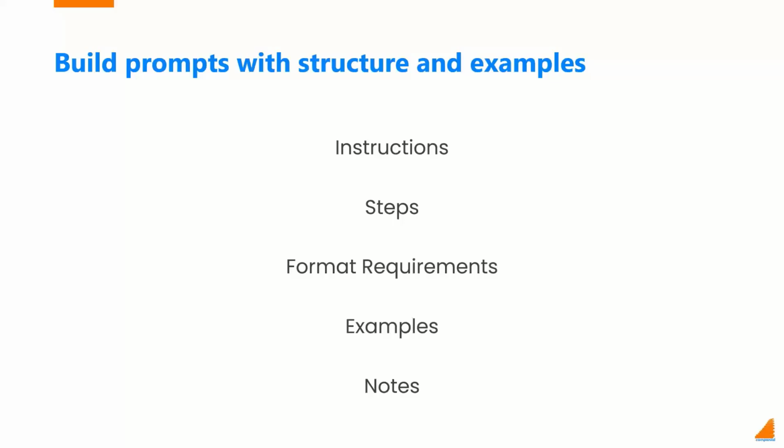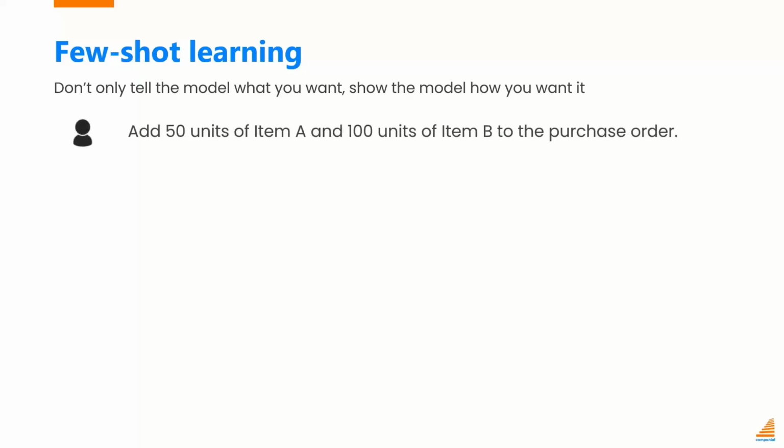But in this first part, I want to share with you a couple of prompting techniques that you might have already heard about, and that actually tie into these 5 components, with the first one being few-shot learning. Few-shot learning is a very common prompting technique. In other words, few-shot learning means don't only tell the model what you want, show the model how you want it.